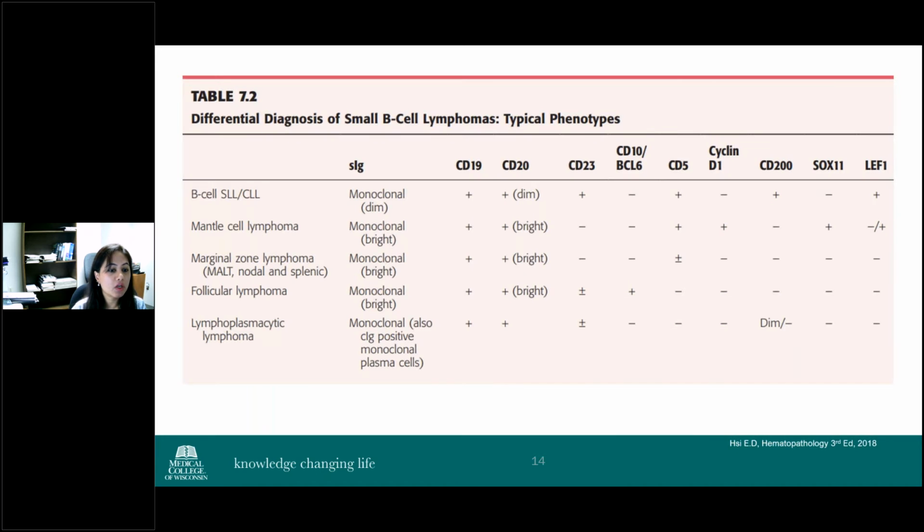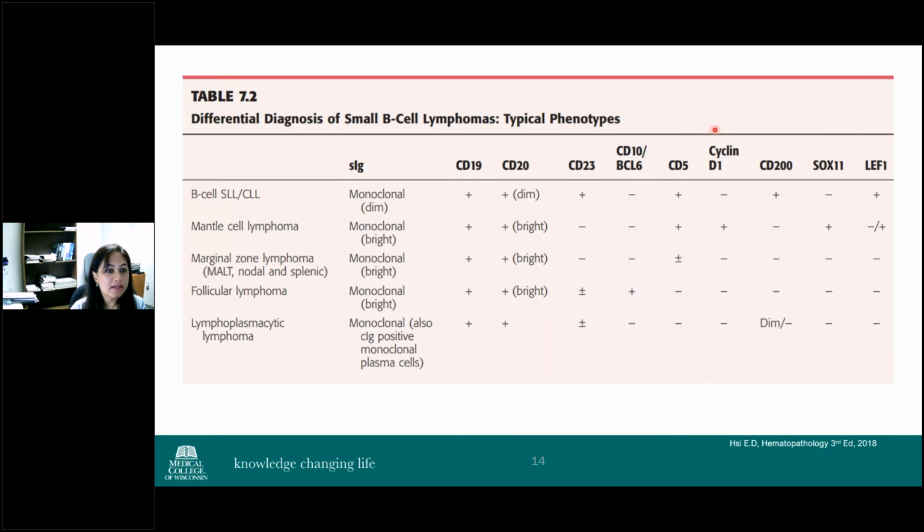However, before we go, just a little refresher on the differential diagnosis of small B-cell lymphomas and the typical phenotypes that we may see, and some of the stains which are newer and help us. As you can see, all of them are B cells, and CD20 is usually bright in all of them except for CLL, where the CD20 is dim. So that is an important thing to note when looking at the flow.